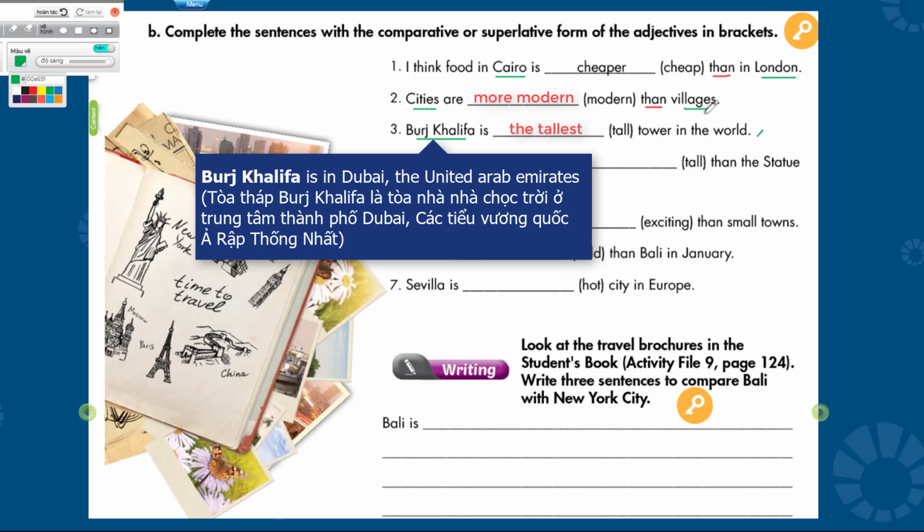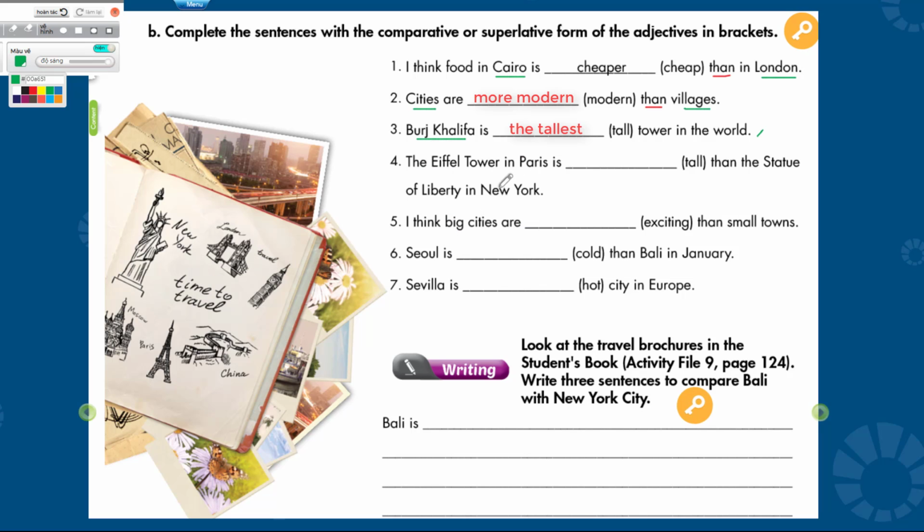Burj Khalifa in the United Arab Emirates. Okay. Burj Khalifa là một tòa cao nhất trên thế giới. Nó nằm ở các tiểu vương quốc Ả Rập Thống Nhất ở Trung Đông, ở Dubai. Right. Number 4, the Eiffel Tower in Paris is than the statue of Liberty in New York. So here we have the Eiffel Tower in Paris, and we had these are subject 1. We had the second one, the Statue of Liberty in New York, right?